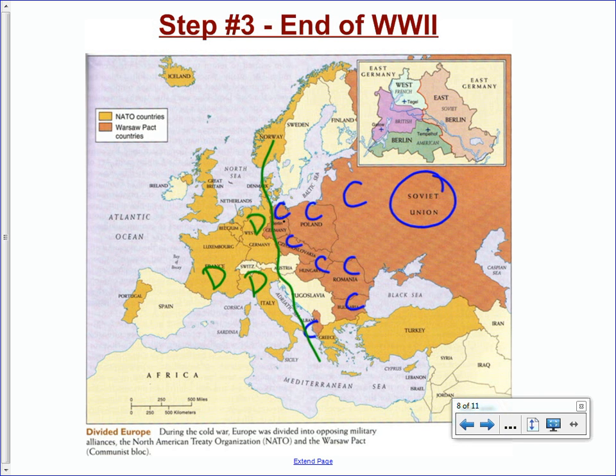If we narrow in on Berlin, which is right here, the capital of Germany is also going to be divided into 4 areas, with each of the Allied powers having a part of Berlin. We're going to have a whole video for what's going on in Berlin. That becomes one of the first major hotspots.